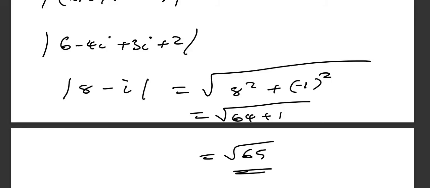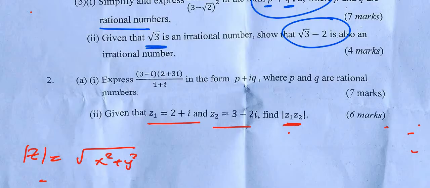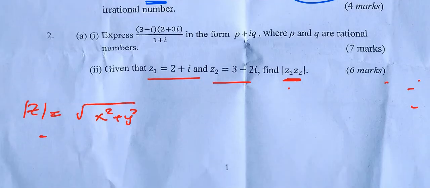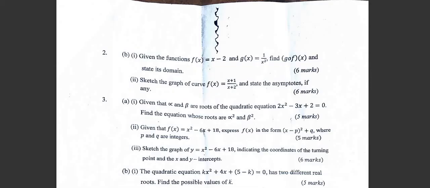Is 65 perfect? Is there any number that we can use for 65? Maybe 5, but it won't make sense because that will be 5 by 13, if I'm not mistaken. There is no perfect square that can reduce this, so we just leave it like this. That's the modulus of Z1 and Z2. Hope that's okay. Then the next question.